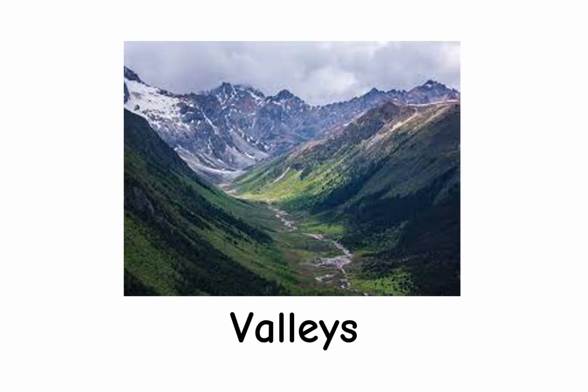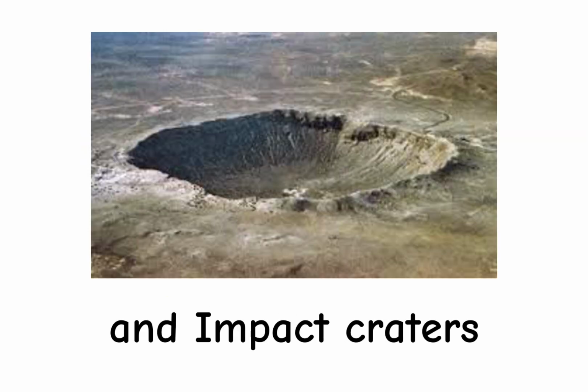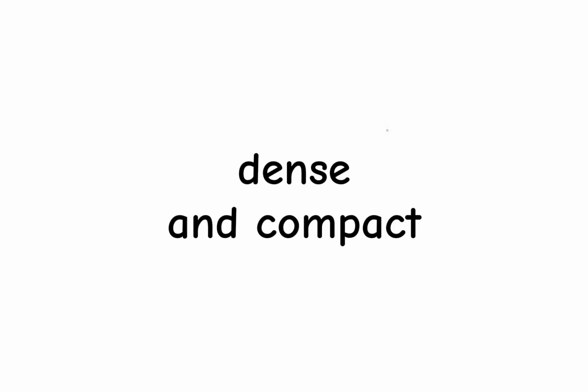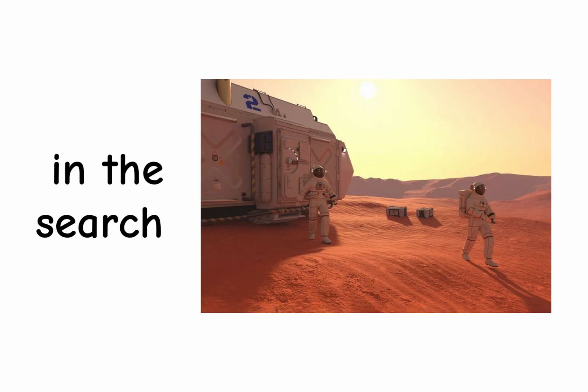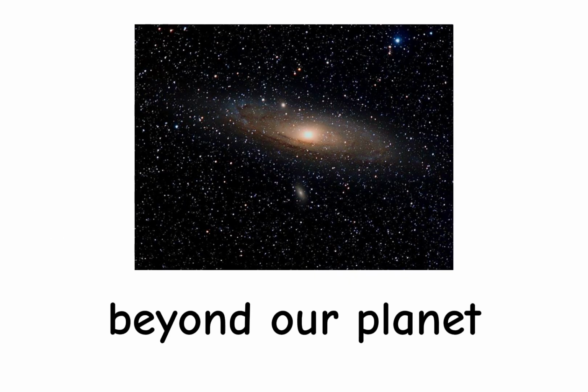Their surfaces can include mountains, volcanoes, valleys, and impact craters. Because they are dense and compact, terrestrial planets usually have thinner atmospheres compared to larger gas worlds. These planets are important in astronomy because they are the type most likely to resemble Earth, making them prime targets in the search for life beyond our planet.